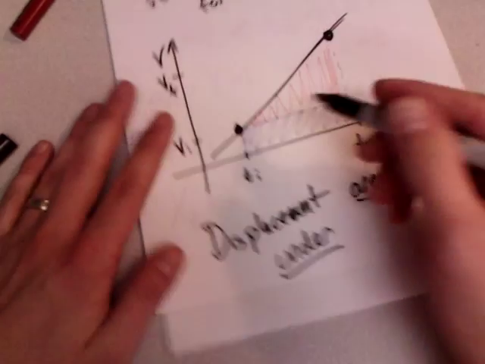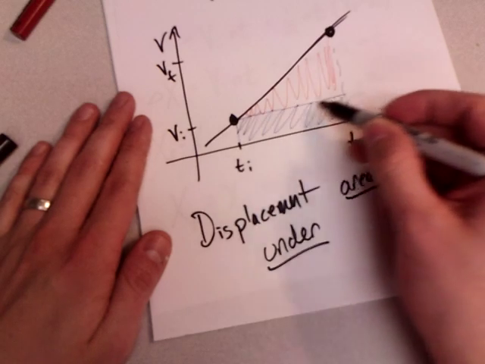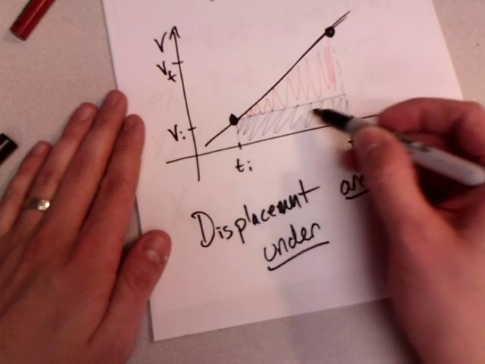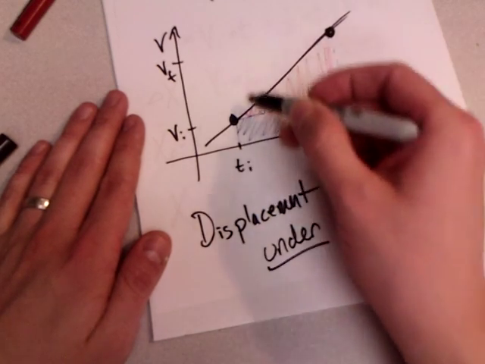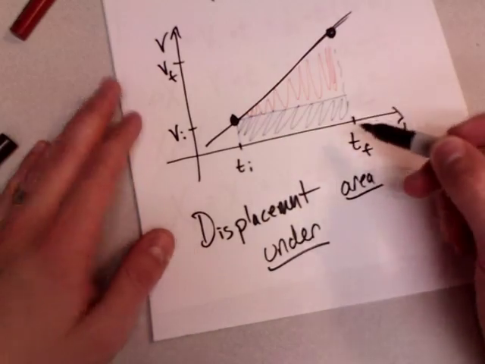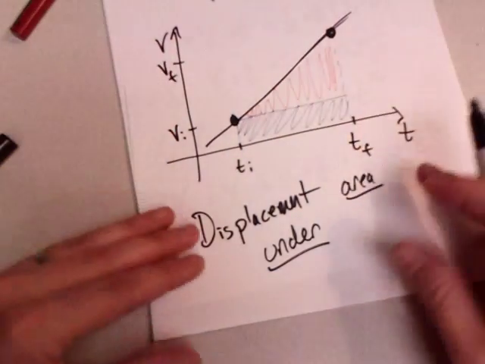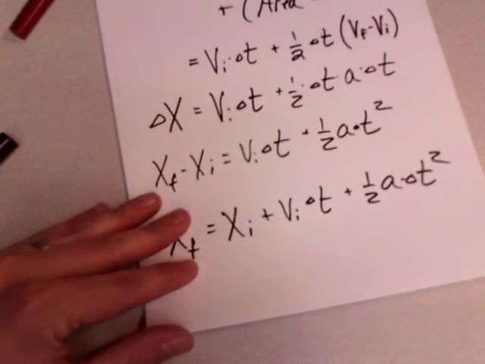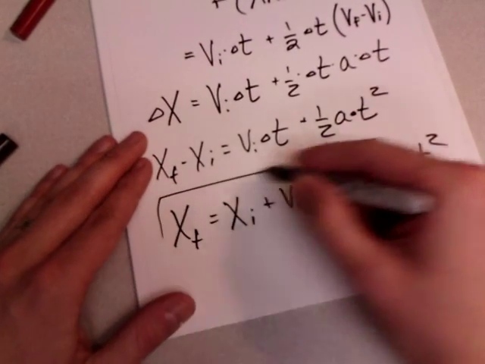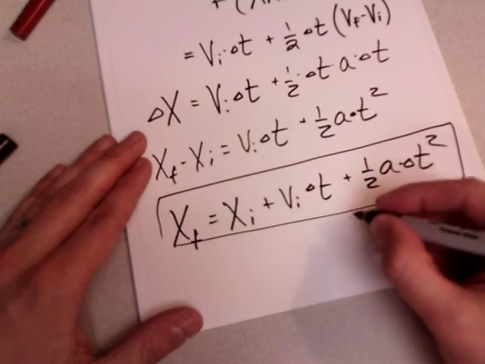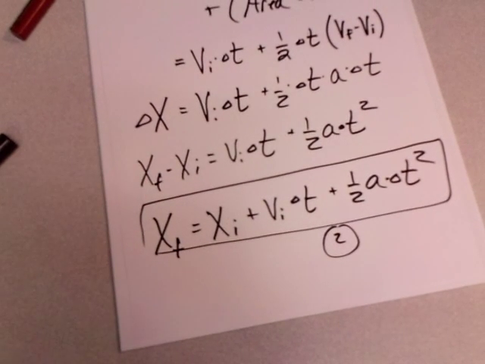Looking back at this plot, if we just had constant speed, we would only be calculating this rectangle's area. We're adding an additional area that we get by also going faster and faster and faster from our initial speed. This equation here is our second important equation for constant acceleration.